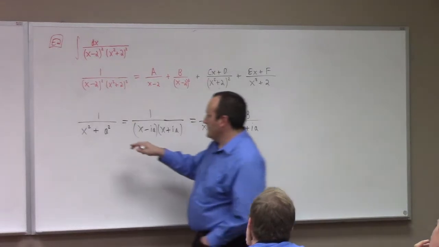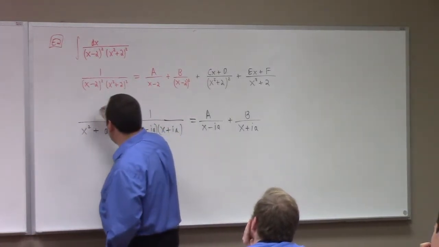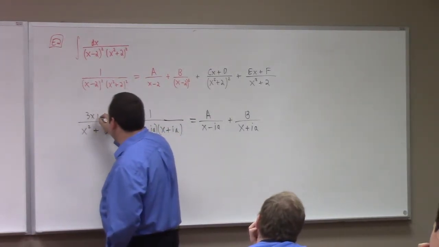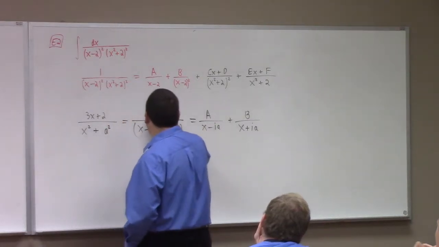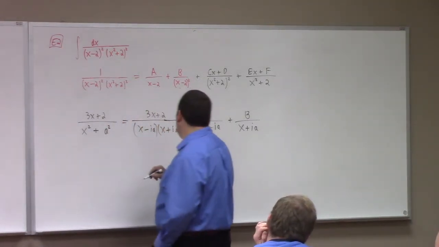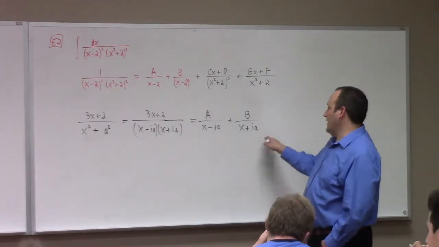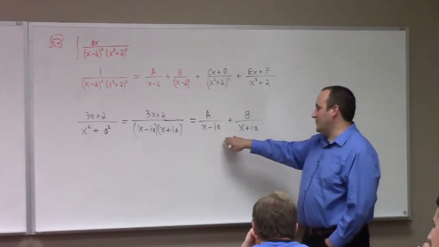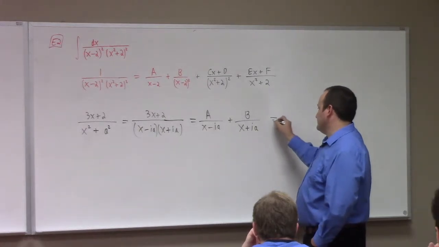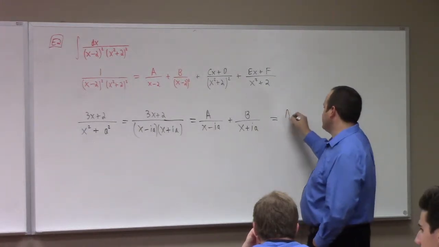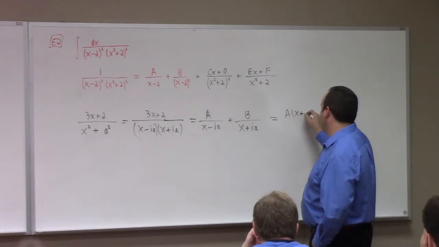Let me put something else up here like 3x plus 2, just to be random. I mean, what would happen with this? How do you make a common denominator here? Multiply by. Right?